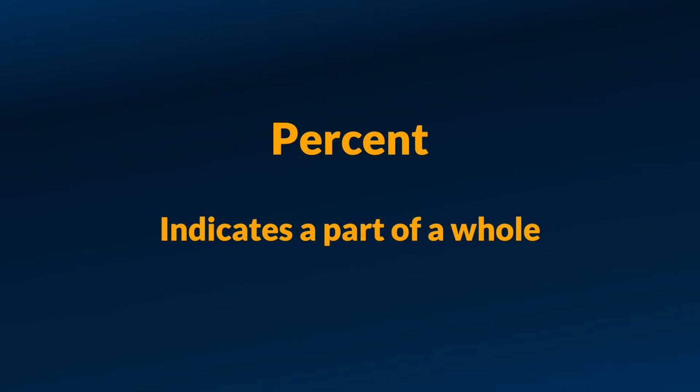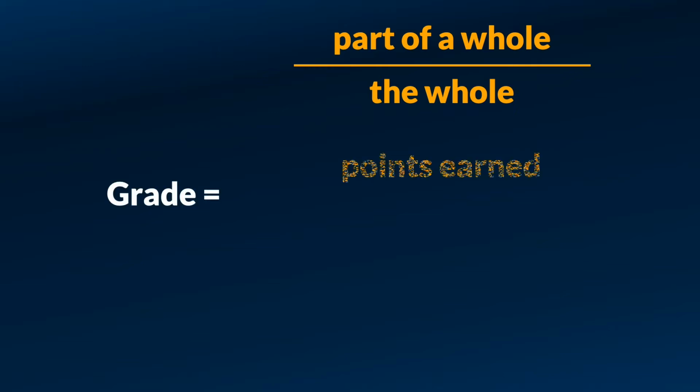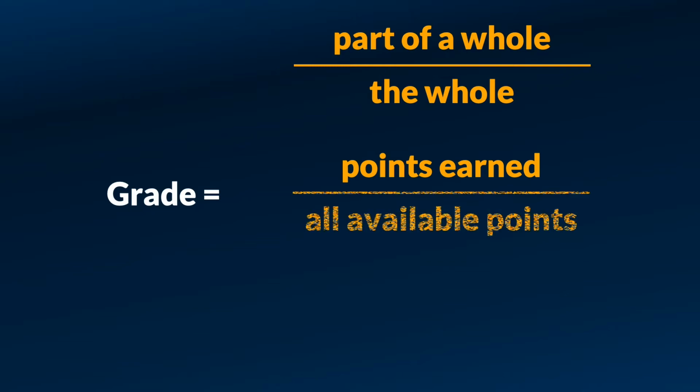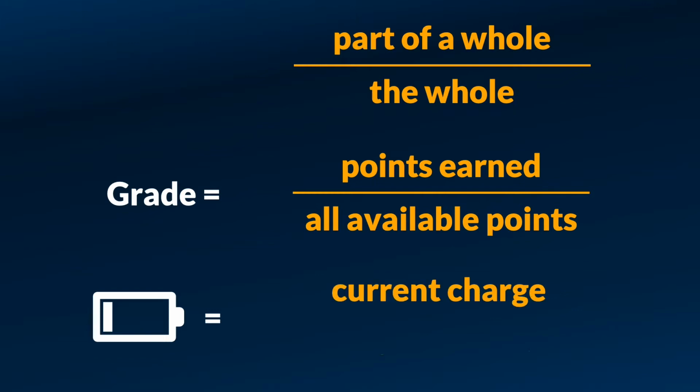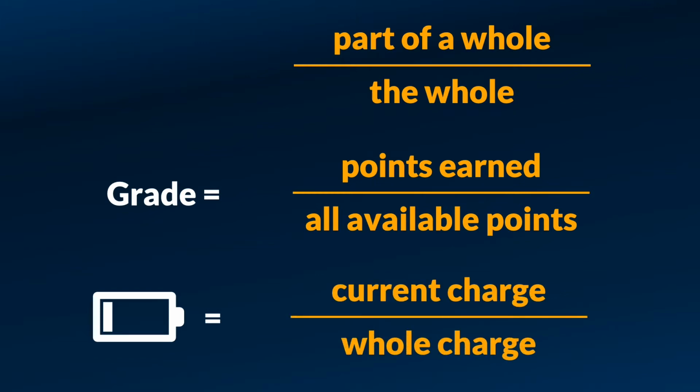Since it's a ratio, we can express it as part of the whole over the whole. So your grade at the end of the semester is going to be a percent, calculated as the points you earned over all the points available in the course. Your phone battery percent is the current charge over the whole possible charge.